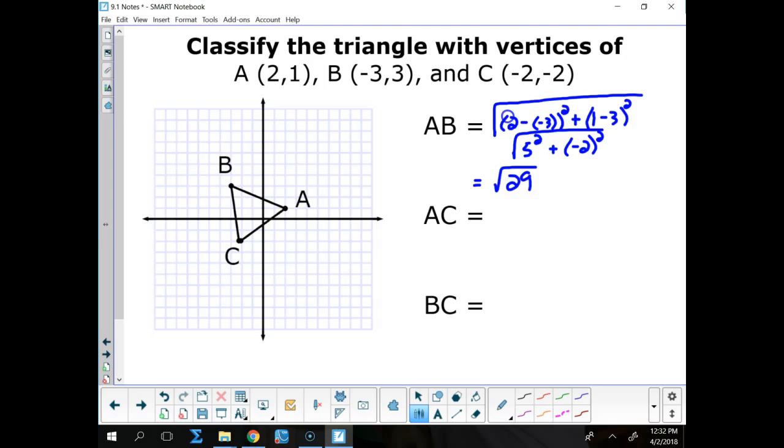AC. I'll go in a different color. That's a horse of a different color. Name that movie. Nobody? Horse of a different color? That's Wizard of Oz right there.